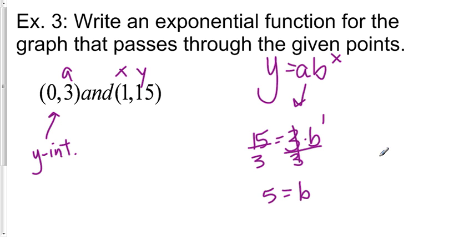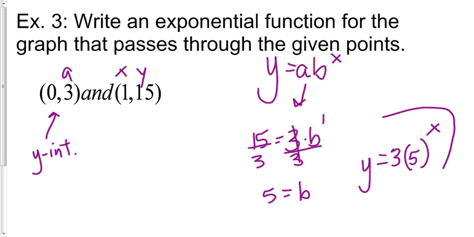Now we can write the function, the general equation. You're going to write y equals 3 times 5 to the power of x. 3 is your y-intercept, 5 is your base. There's your function.